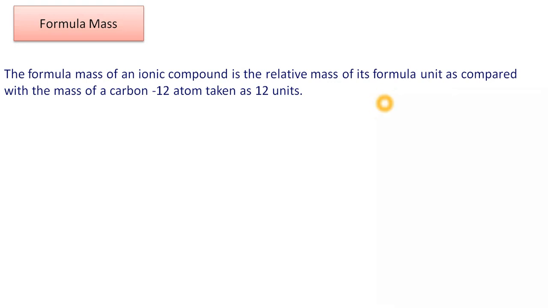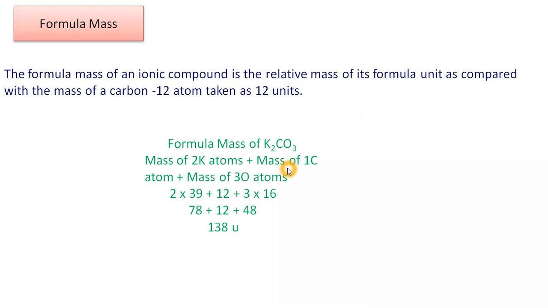So let's calculate the formula mass of potassium carbonate, that's K2CO3. Now see, it contains potassium ions as well as carbonate ions. So how can we calculate its formula mass? First of all, we have to calculate the atomic mass of potassium. And how many atoms of potassium are present? 2 atoms. So we need to find the mass of 2 potassium atoms, plus, because we know formula mass is equal to the sum of atomic masses, and then how many carbon atoms are present? 1. So mass of 1 carbon atom. How many oxygen atoms are present? 3. Mass of 3 oxygen atoms.